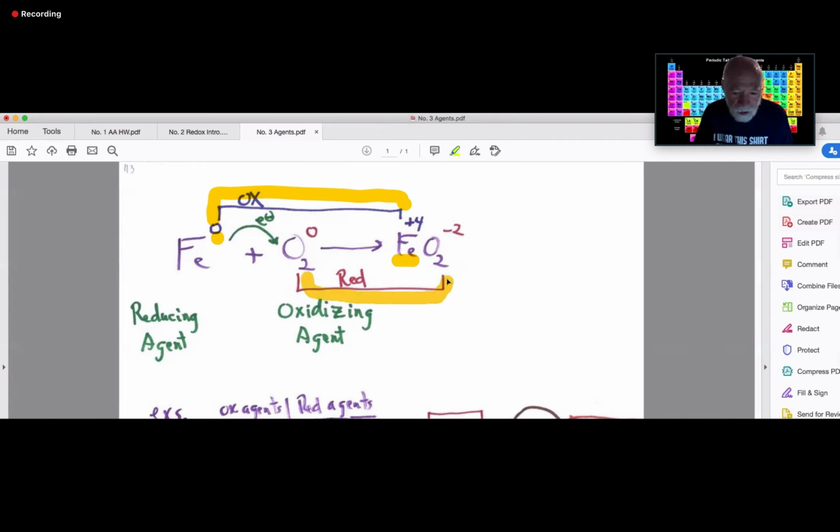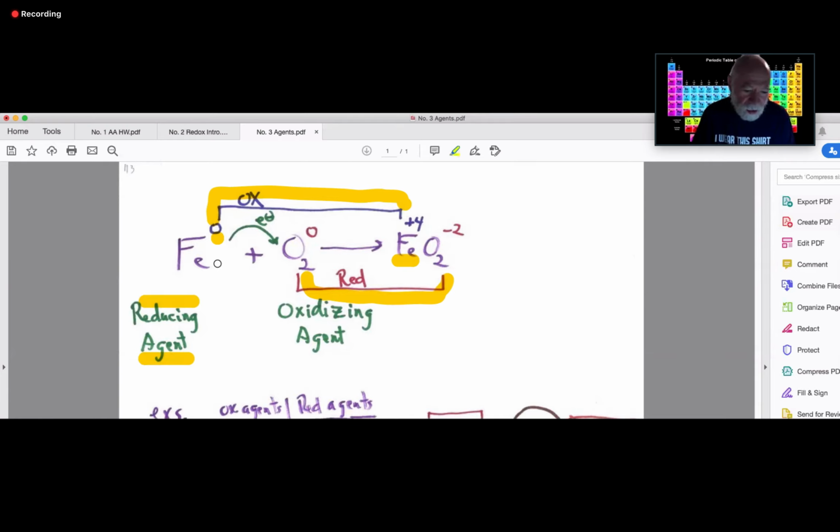Now, here's some really weird terminology. Okay, look at the iron. The iron gave electrons to the oxygen. Iron made the oxygen become reduced. The oxygen went from 0 to negative 2. Because iron was the agent for causing what happened to the oxygen, it's called the reducing agent. So the word agent is not what happened to it, but what it does to the other chemical.